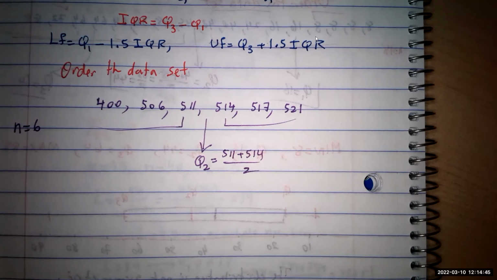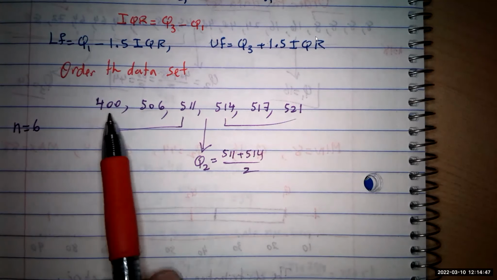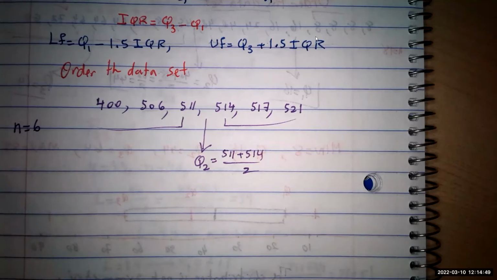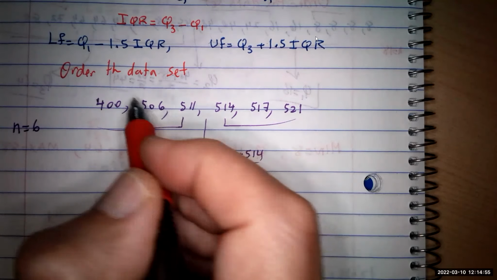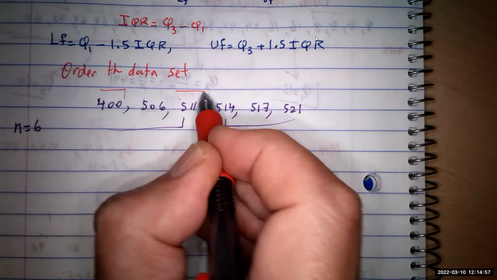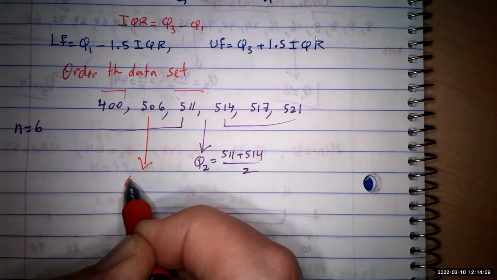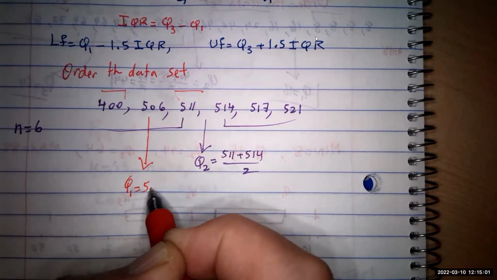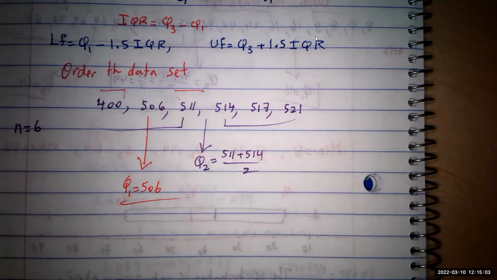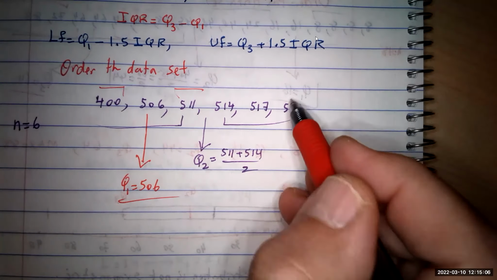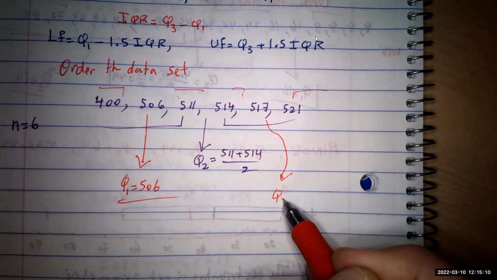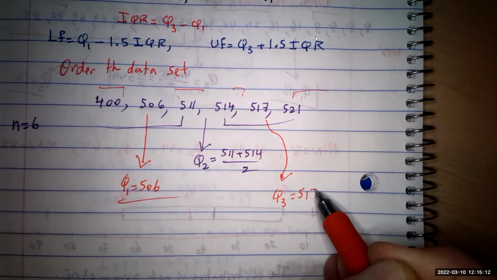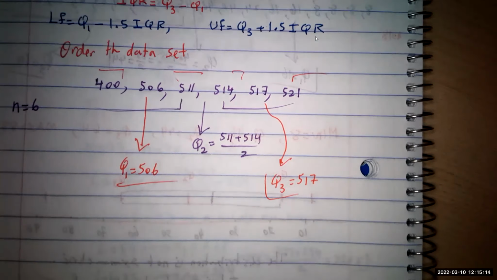But to get the Q1, you have to go to the left and the right. You have 3 elements, so it's going to be 1.5, that's it, 3 divided. So 1 to the right, 1 to the left. So this is going to be Q1, 506. Again, this would be Q3. Q3 is 517. Any question?